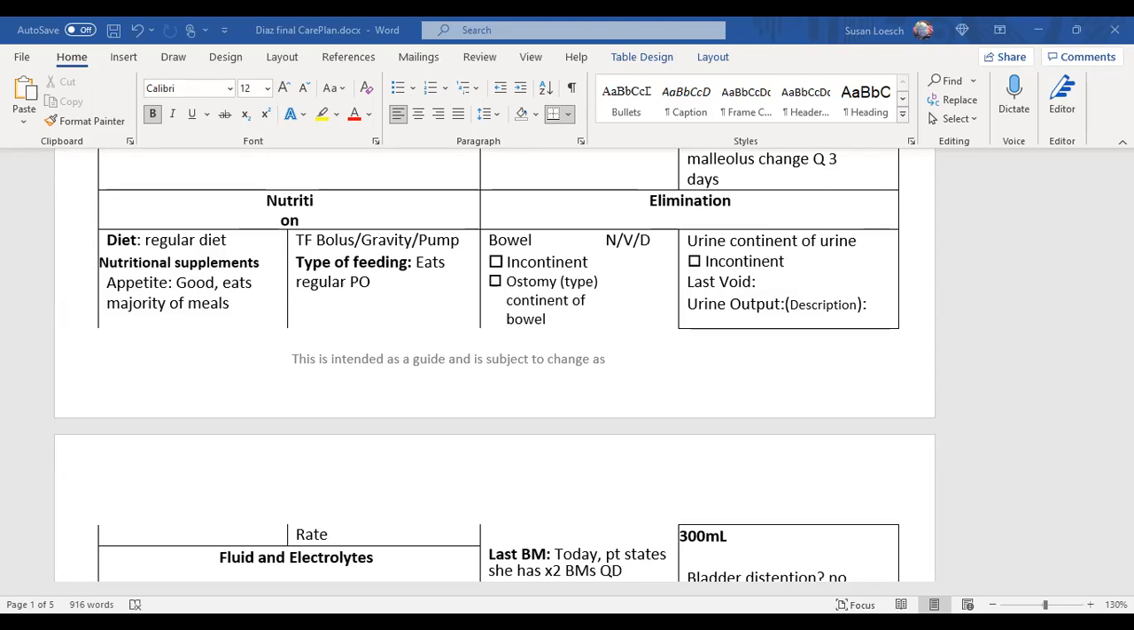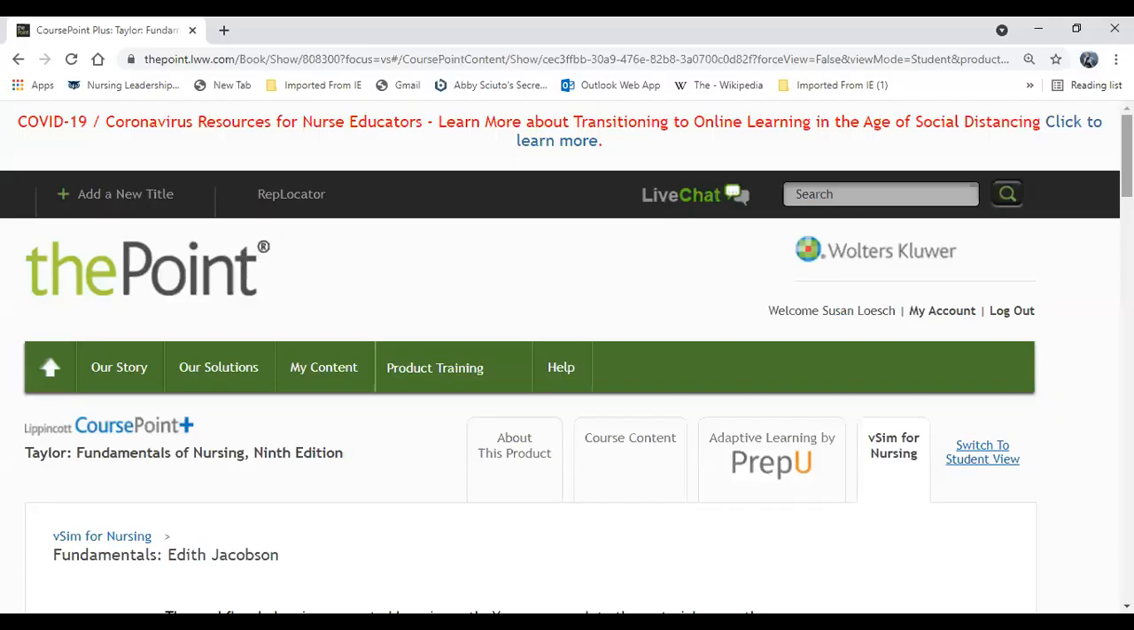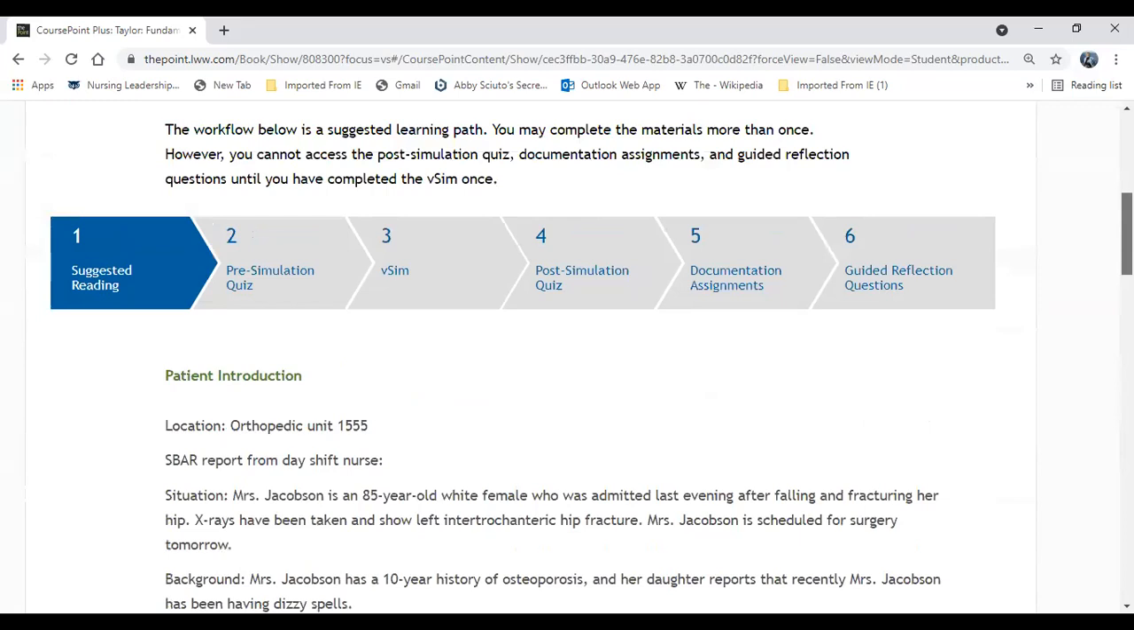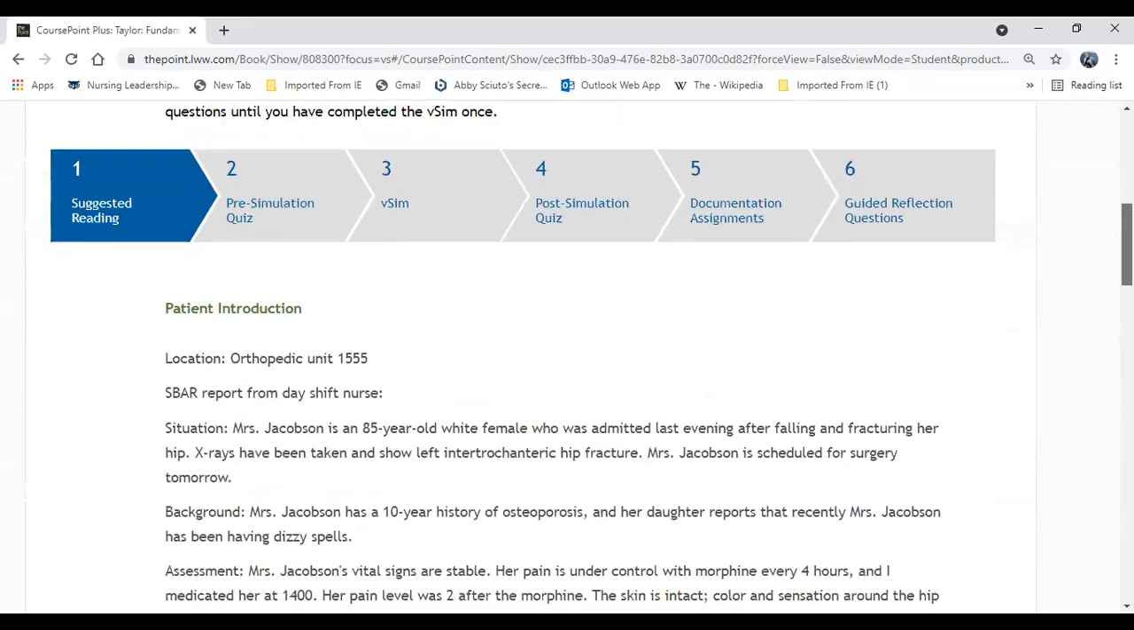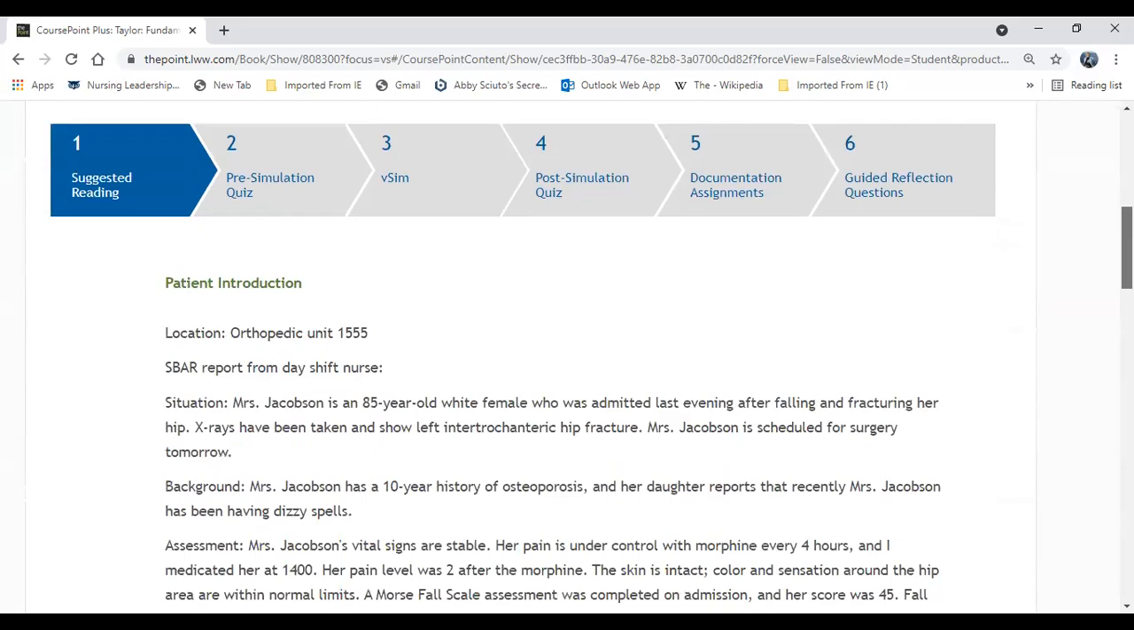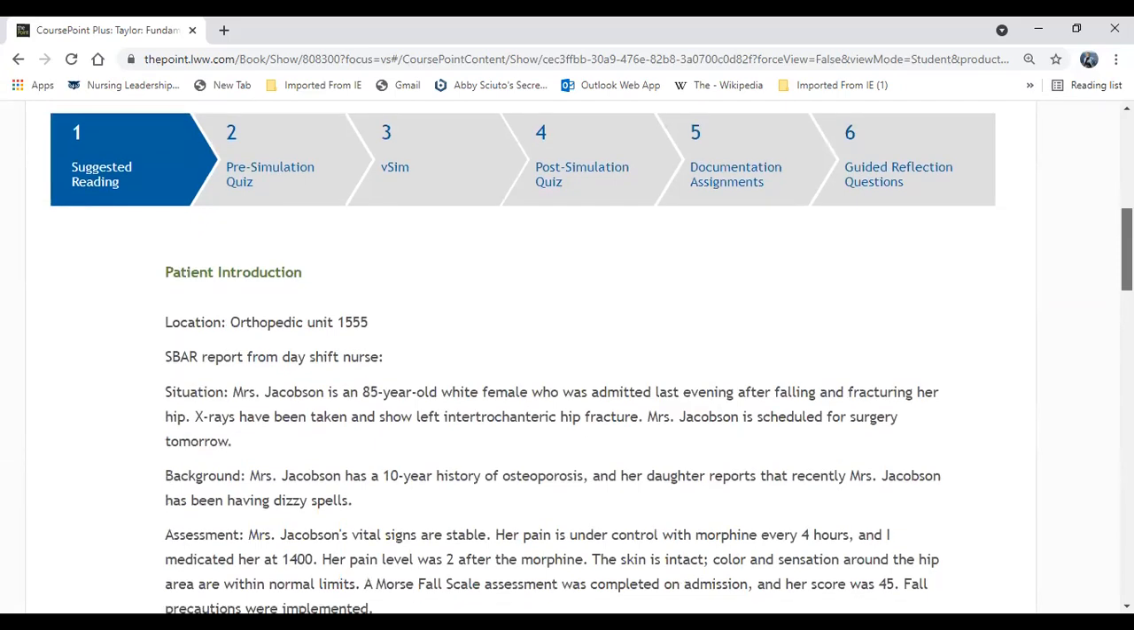Do you guys see my VSIM screen? Or do you still see the care plan? The care plan. Okay, see the VSIM page now? Yes.